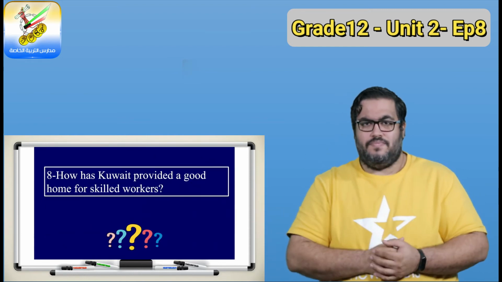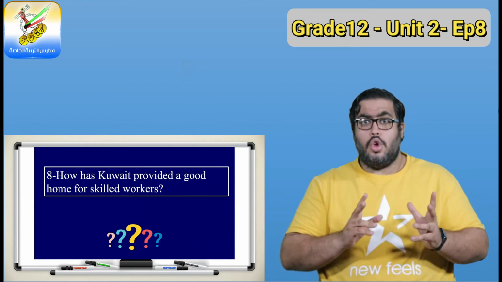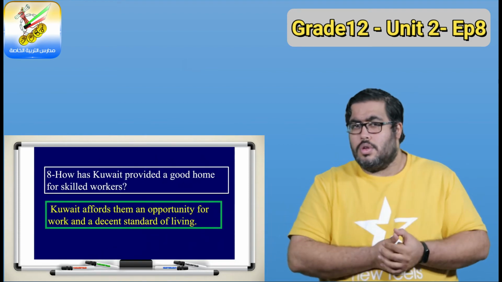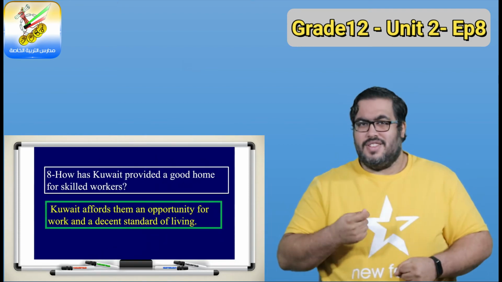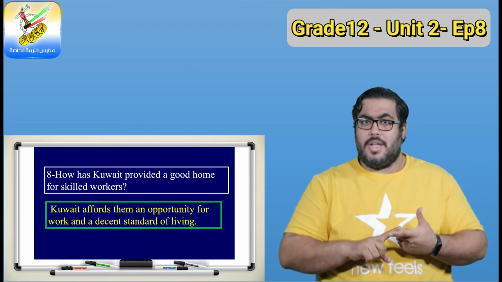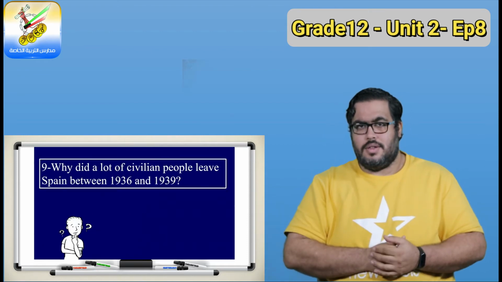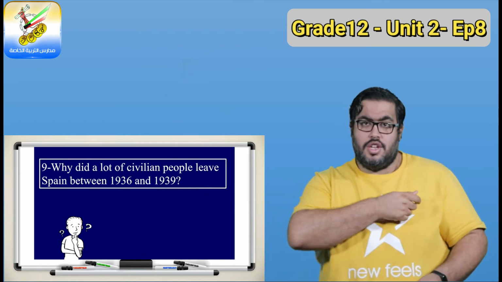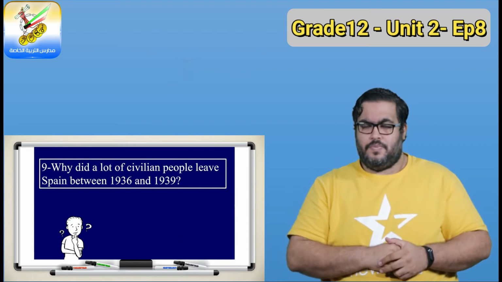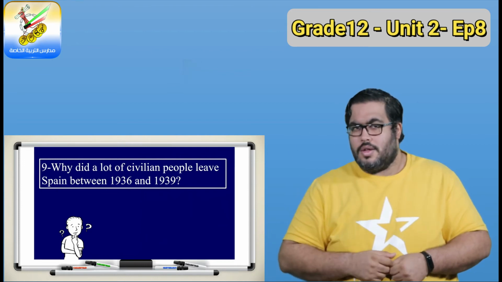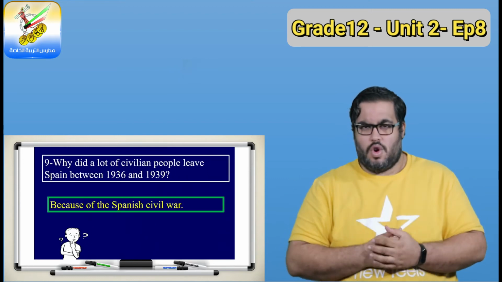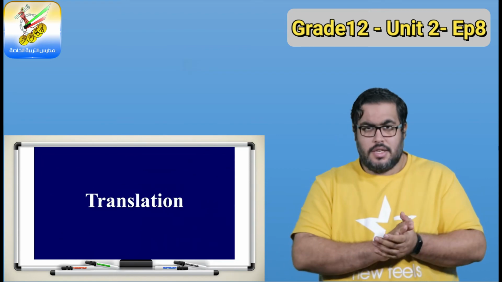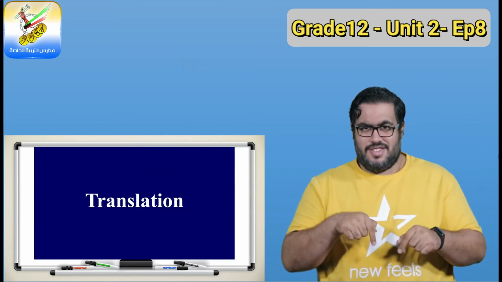Question number 8. How has Kuwait provided a good home for skilled workers? What did Kuwait offer? The answer would be Kuwait affords them an opportunity for work and a decent standard of living. What about this question? Why did a lot of civilian people leave Spain between 1936 and 1939? What happened in Spain? Because of the Spanish Civil War. That was the reading comprehension. It was pretty easy. Let's now start doing the translation.